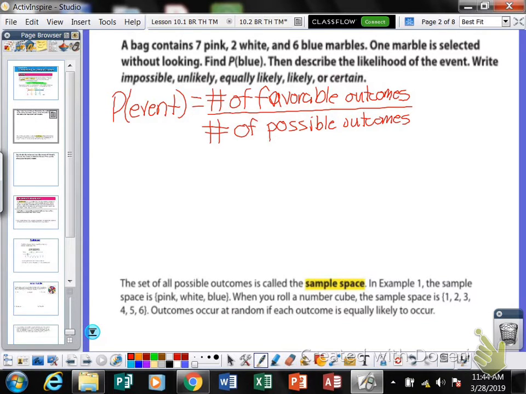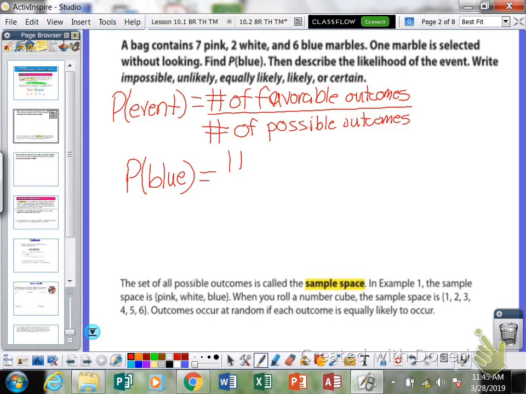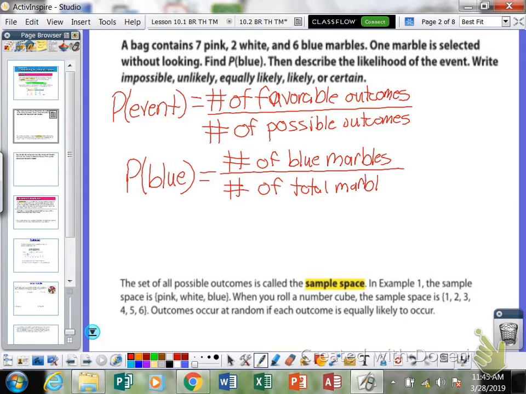We're trying to find the probability of selecting a blue marble from a bag. So we would write our ratio as probability of blue, as they told us in the problem. Our ratio is going to be the number of blue marbles in the bag over the number of total marbles. Now we just need to plug our numbers into our ratio and solve.